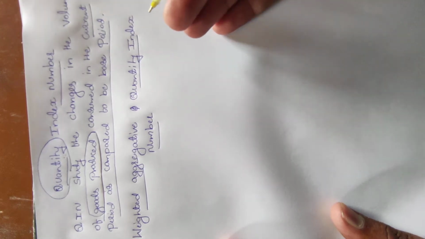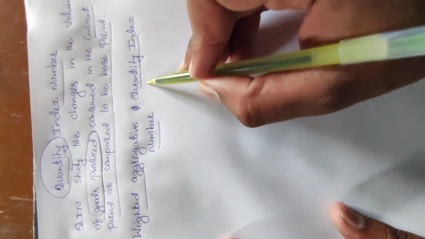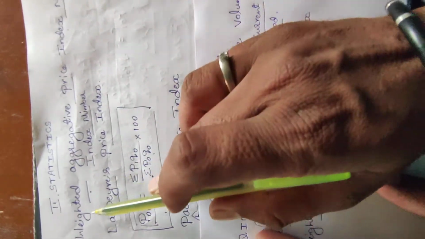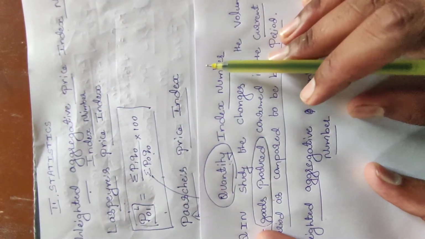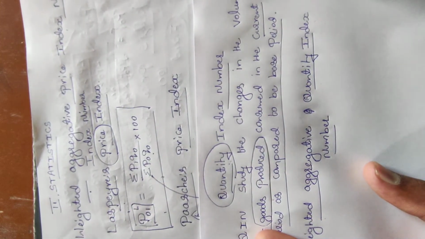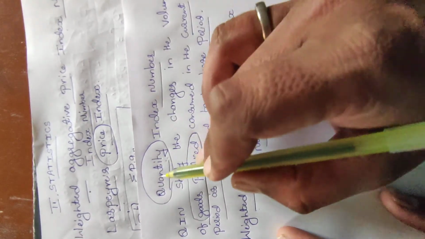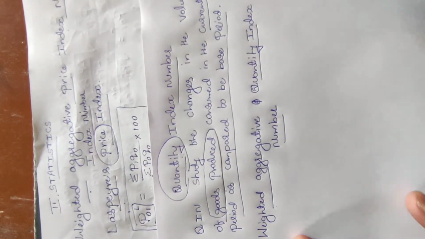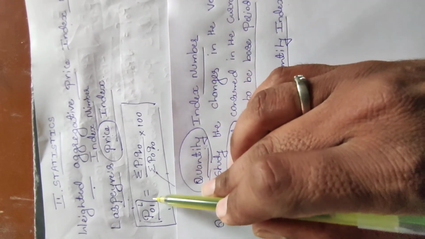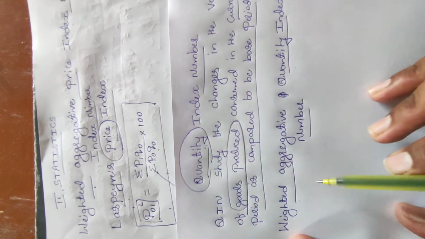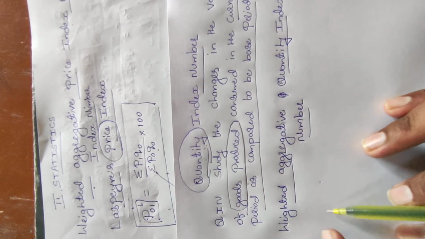Here also there are 5 methods of solution in the weighted aggregative quantity index number. In the previous class we discussed the weighted aggregative price index number, where importance is given to price. In this concept, we should give importance to quantities. Price and quantity are the factors. In the previous formulas, we gave importance to the factor of price.